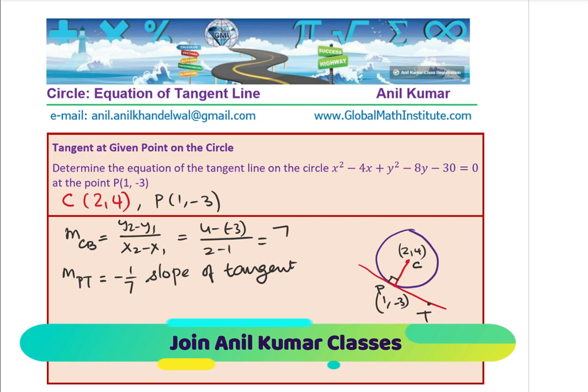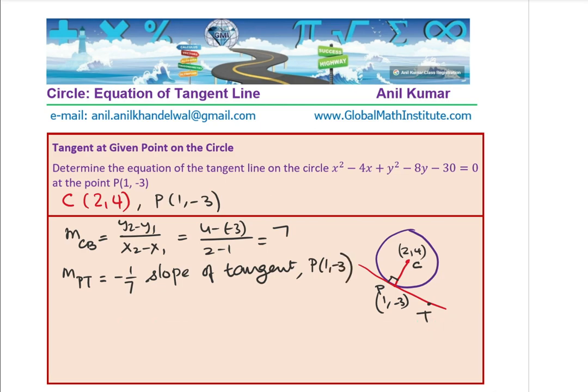So the equation will be what? We want this to go through the point P, which is 1, minus 3. And therefore, we can write this in point-slope form, where the equation is y minus y1 equals m times x minus x1. We can also use other forms of the equation, slope and intercept form, for example. Okay, so y minus y1, the point is minus 3, so I'll write plus 3 here. Slope is minus 1 over 7, x minus x1, which is 1.